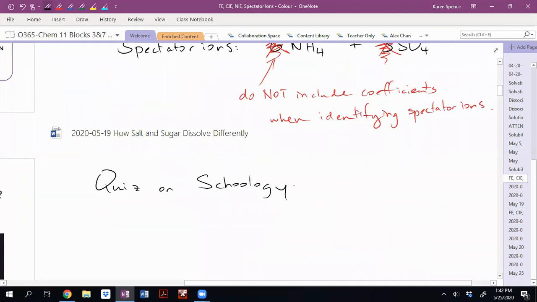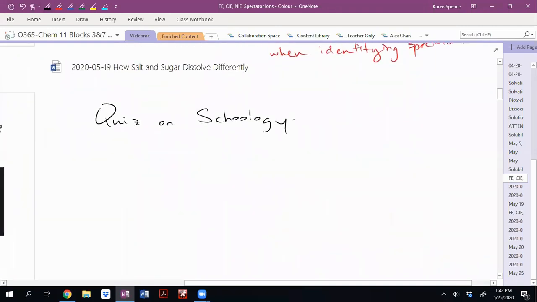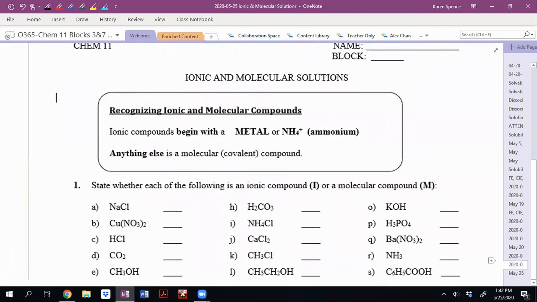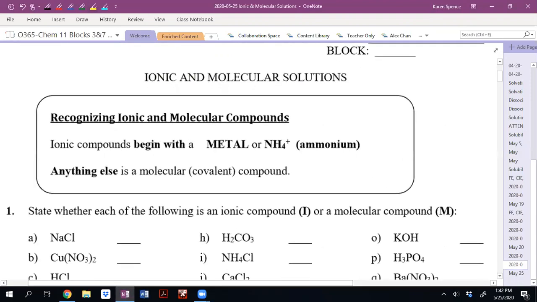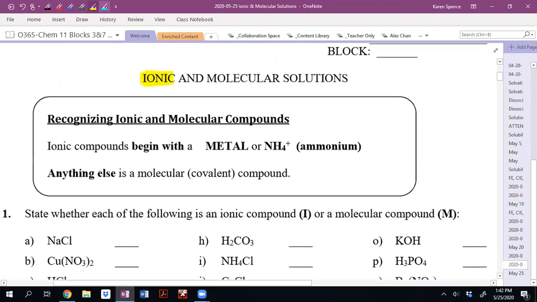And I just wanted to very quickly go over what we did from last day, super quick, because that was a long lesson. Here we go. So this is the worksheet you're going to get this week, okay? And this is based on what we learned last week. And it is about compounds which are either ionic or they are molecular.